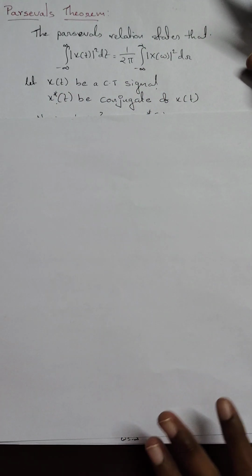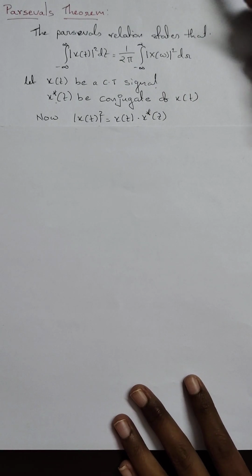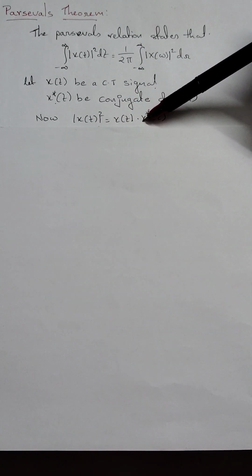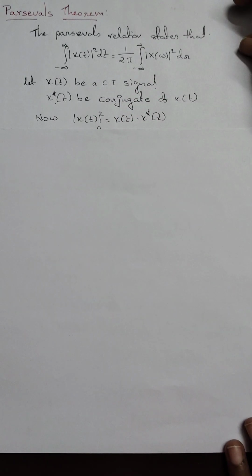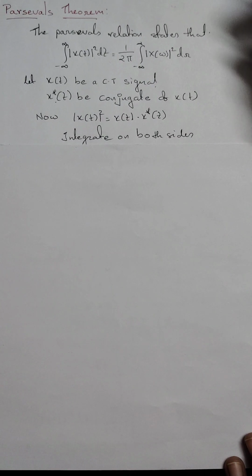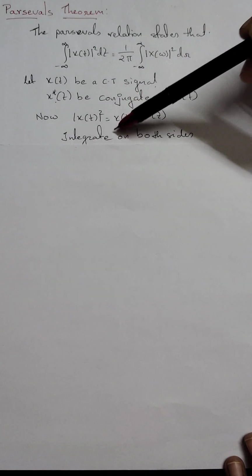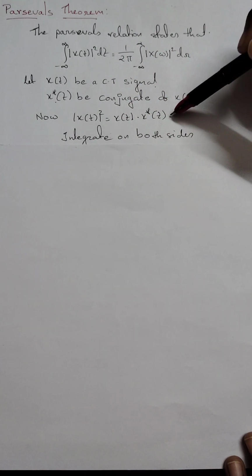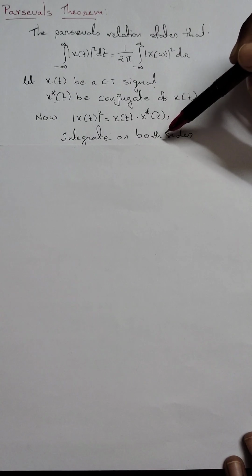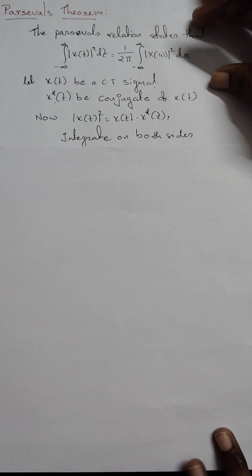Here x(t) is nothing but a continuous time signal, and x*(t) is the conjugate of x(t). Why do we have to write this conjugate? Because |x(t)|² can be written as x(t) into x*(t). So we integrate on both sides with respect to t.